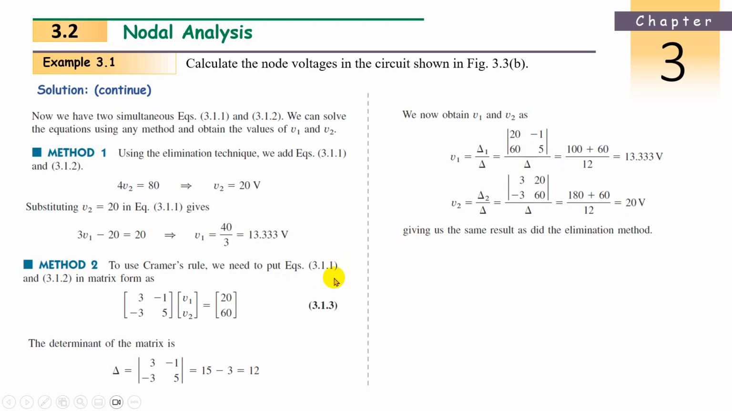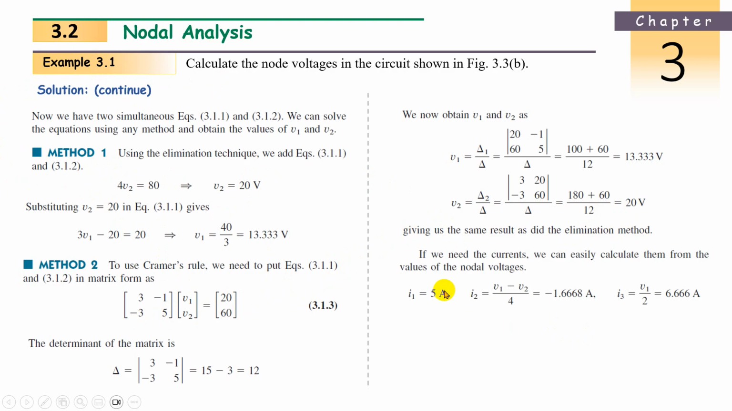Okay. So here, what is V1? Where is V2? V2 is 20 volts here. Here also V2 we are getting. So like this, we have to find the node voltages. Next, currents automatically: substitute in Ohm's law, we will get the currents. Like I1 equal to 5 amperes.